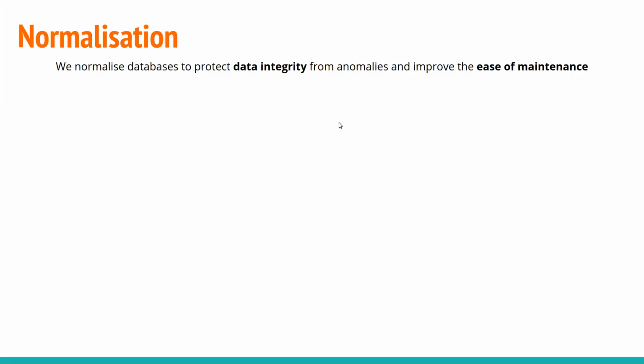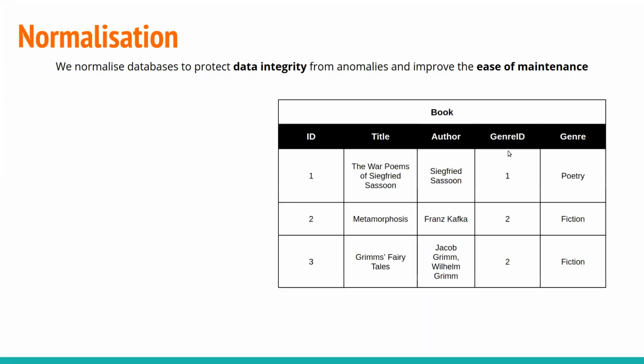Cool. So normalization, pretty interesting. So why is this database that we created so awful? Well, it has to do with what we call data integrity. Okay, data integrity. It makes sense as a term, I guess. Oh, but also ease of maintenance. So the reason we normalize databases is to protect data integrity and to improve the ease of maintenance, so how easy it is to maintain and update the database and the data in it.